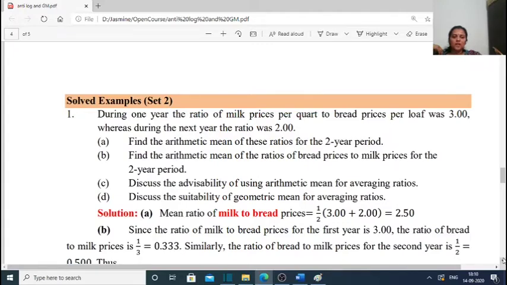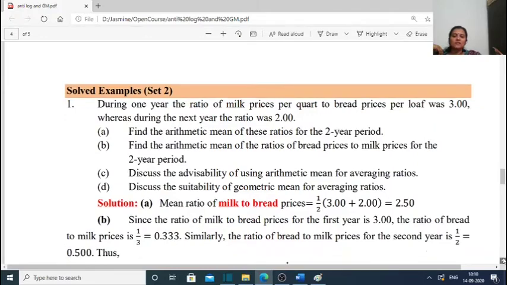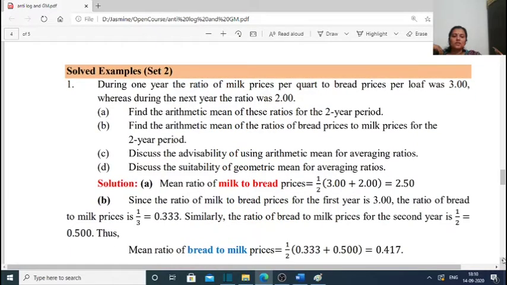first year is 3, the ratio of bread prices to milk prices is 1/3, which is equal to 0.333. Similarly, the ratio of bread to milk for the second year is 1/2, which is equal to 0.5. Therefore, the mean ratio of bread to milk price is (0.333 plus 0.500)/2, which is equal to 0.417.